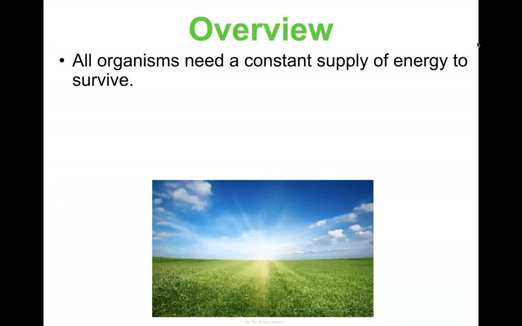So, as an overview of photosynthesis, all organisms need a constant supply of energy to survive. The definition of organism is any living thing. And you remember we had an assignment, the characteristics of living things, and one of those characteristics was they obtain and use energy. That means they eat or they have food of some kind. So all organisms need energy. They must obtain and use energy.